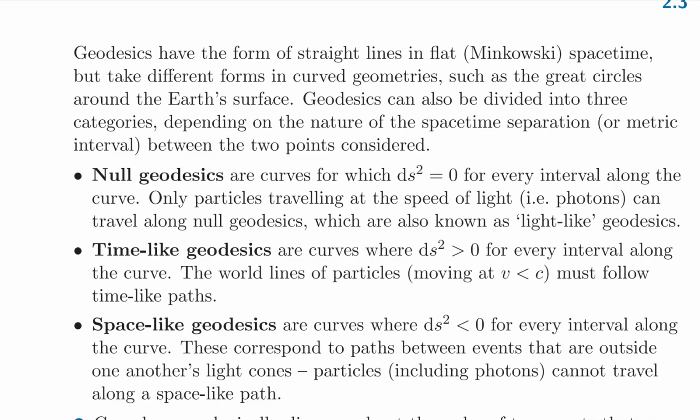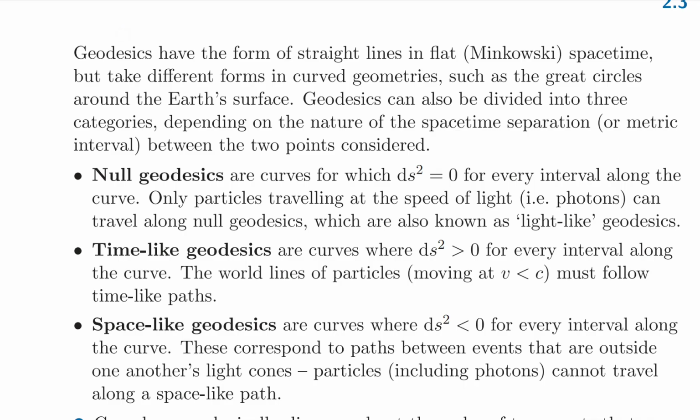Geodesics can also be divided into three categories depending on the nature of the spacetime separation or metric interval between 2 points considered. Null geodesics are curves for which ds squared equals 0 for every interval along the curve. Only particles traveling at the speed of light, i.e., photons, can travel along null geodesics, which are also known as light-like geodesics.